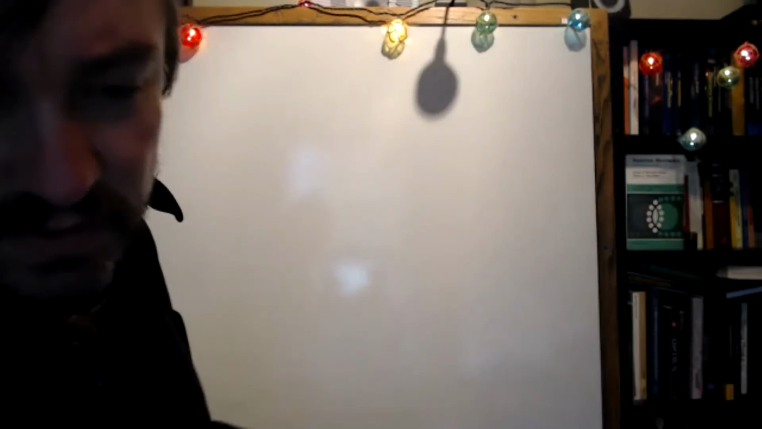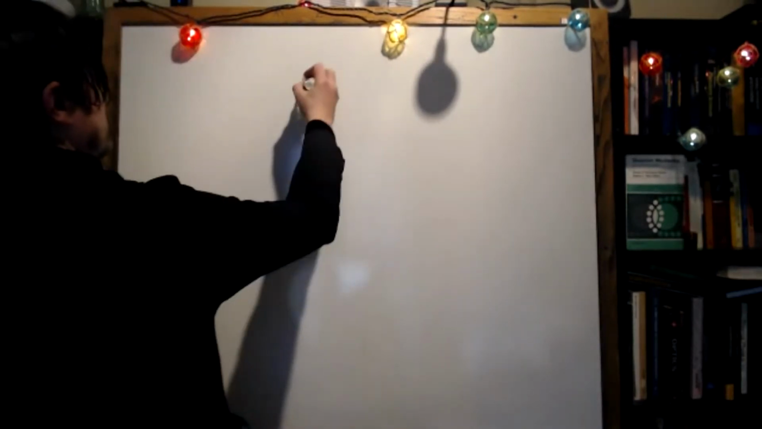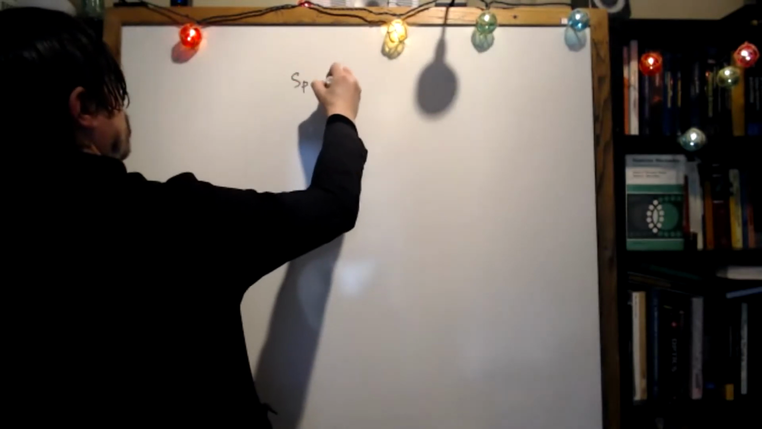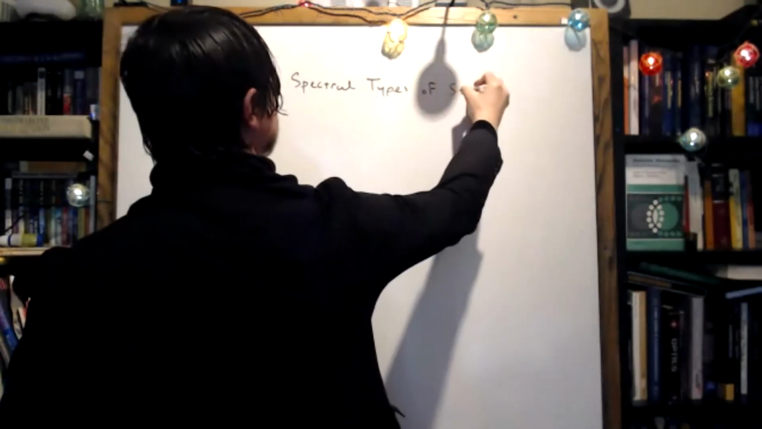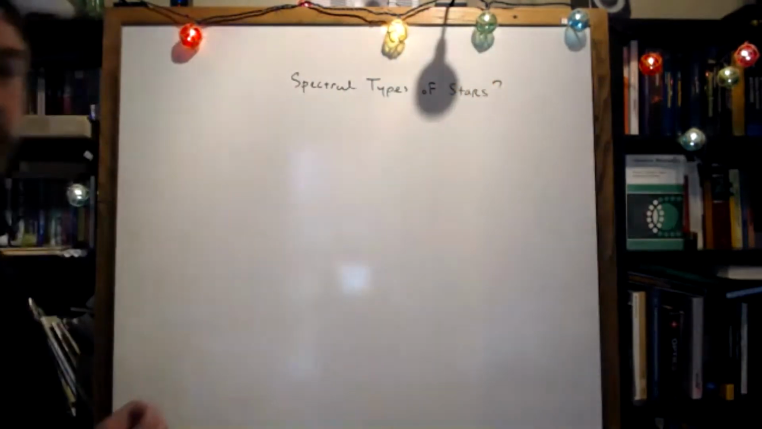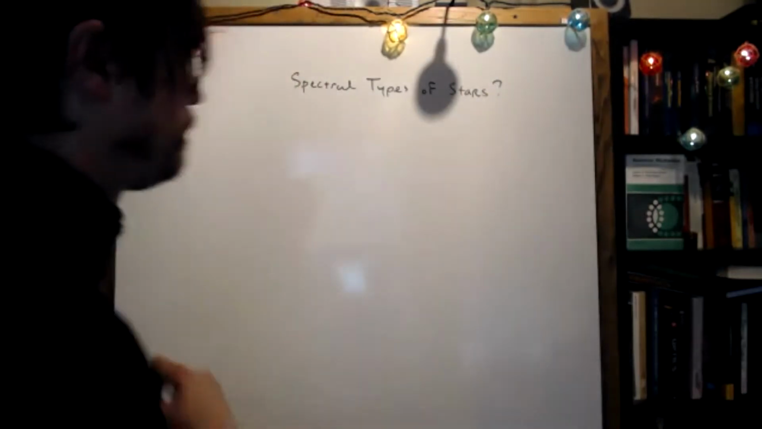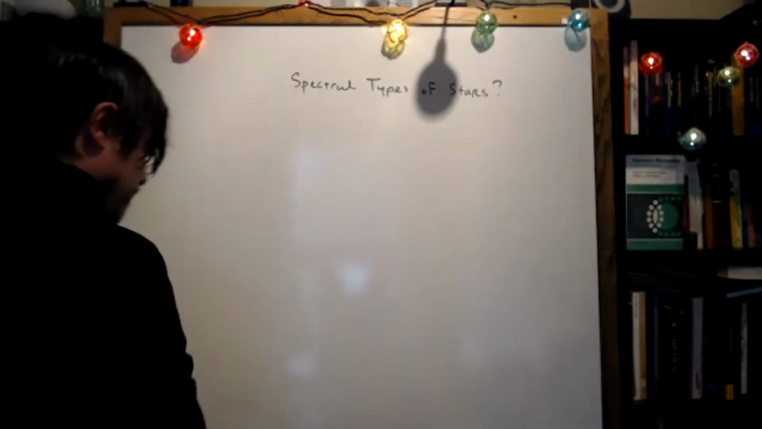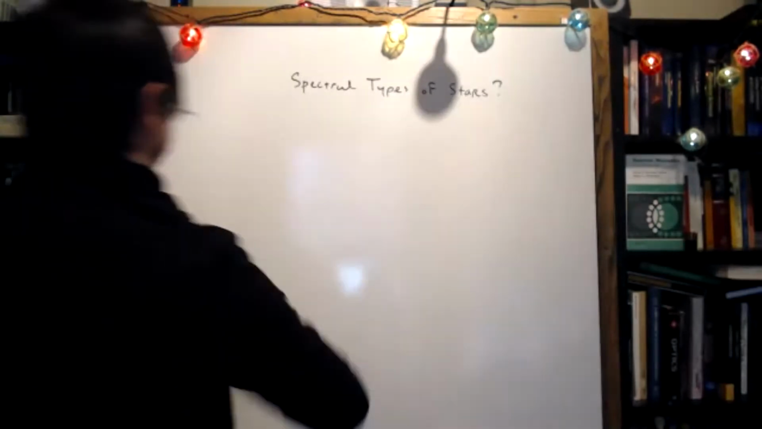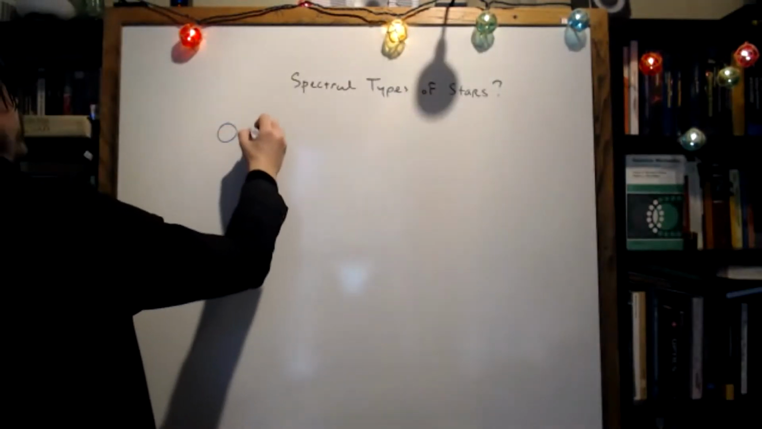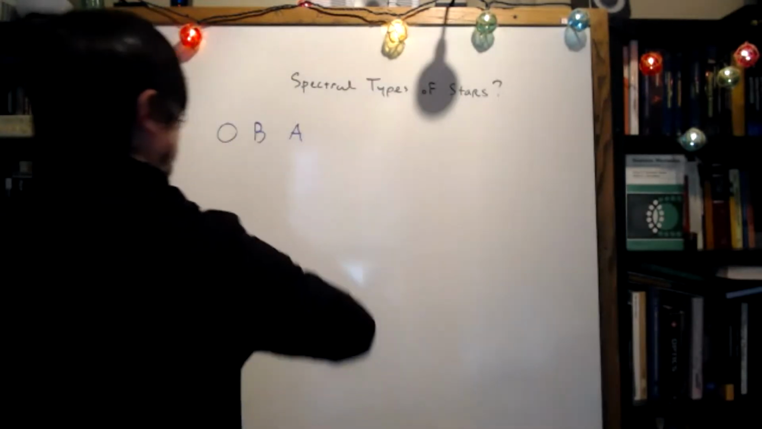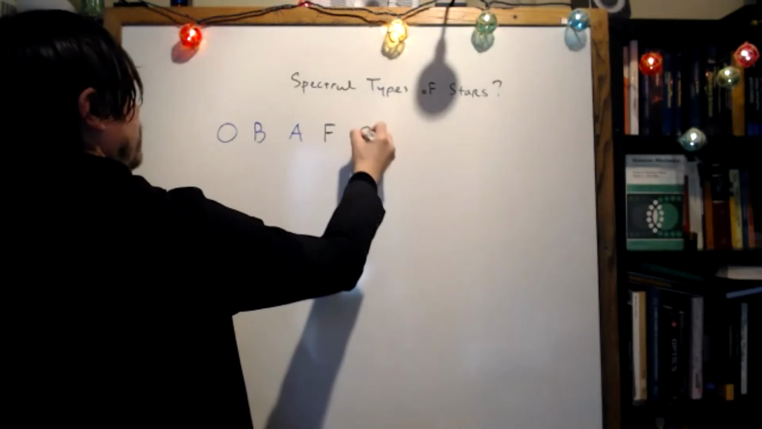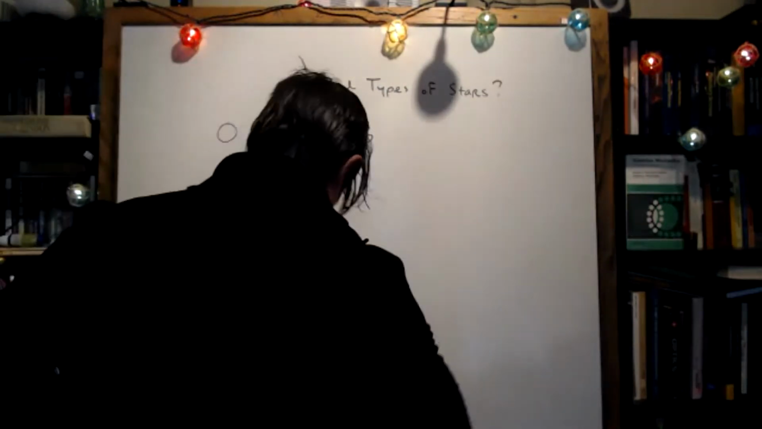You guys know your spectral types of stars, of course, right? What are the spectral types of stars? O, B, A, F, G, K, M. Let me choose some appropriate colors.